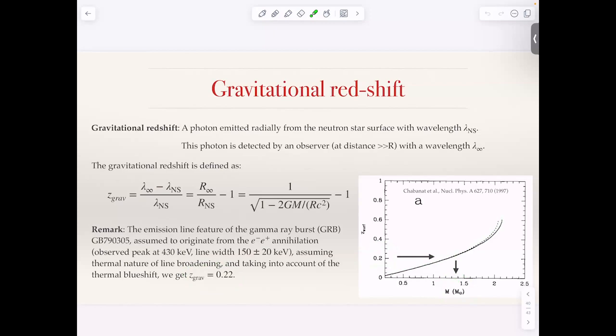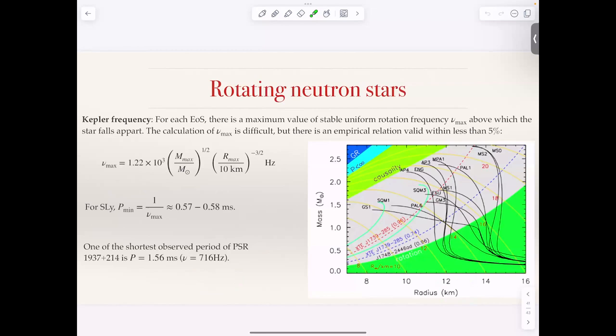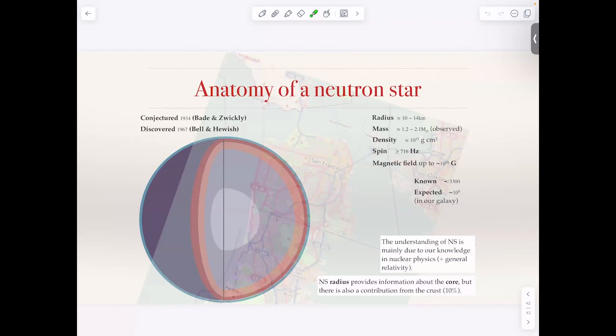Okay, rotating neutron stars, we will drop. And then I just want to say a few words.